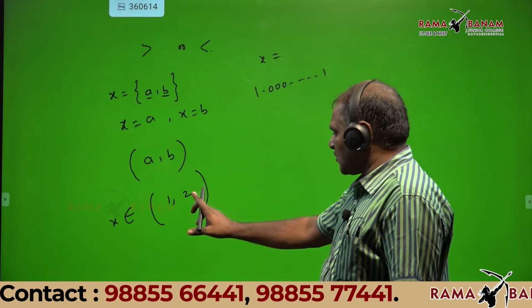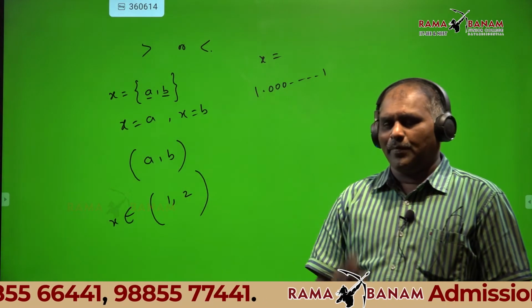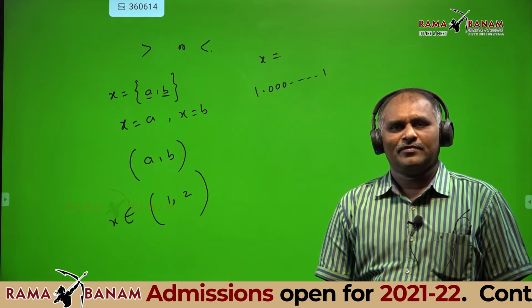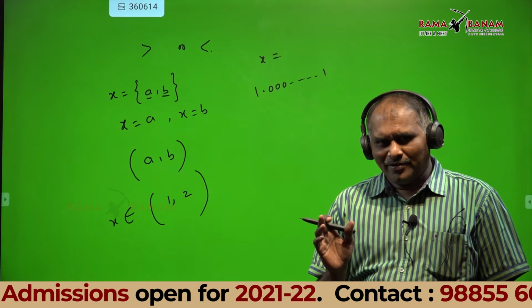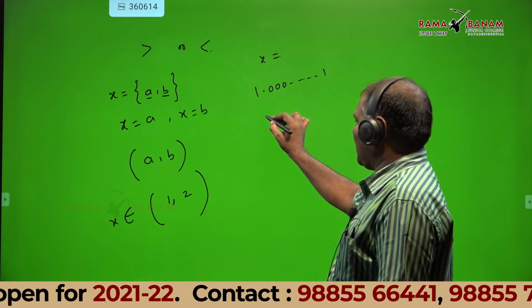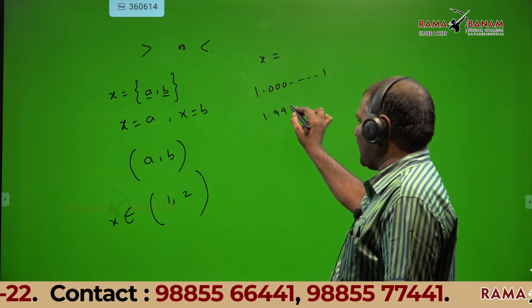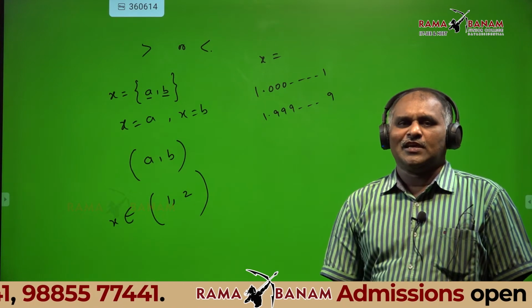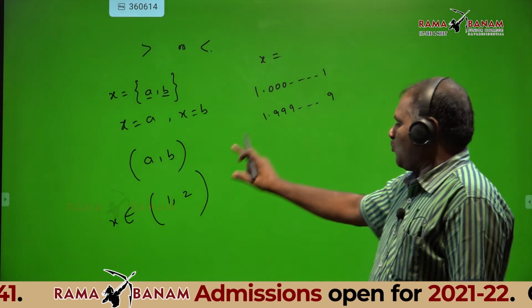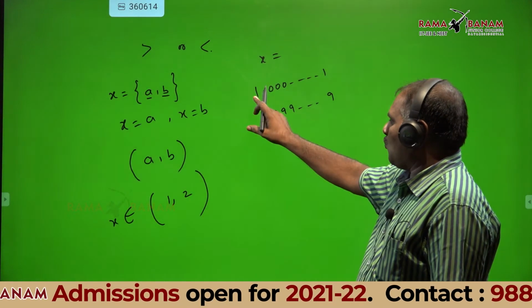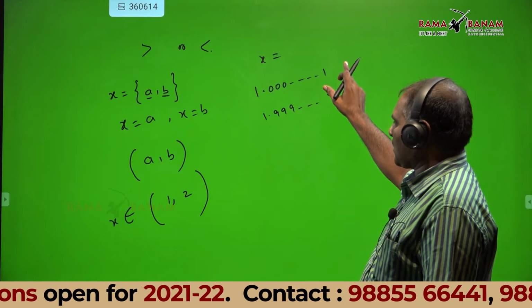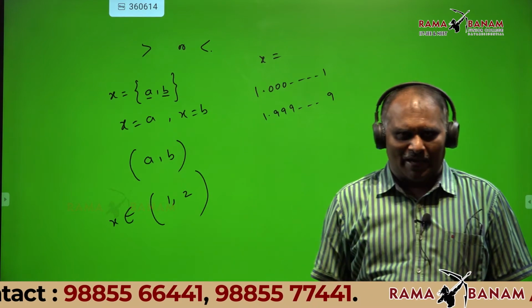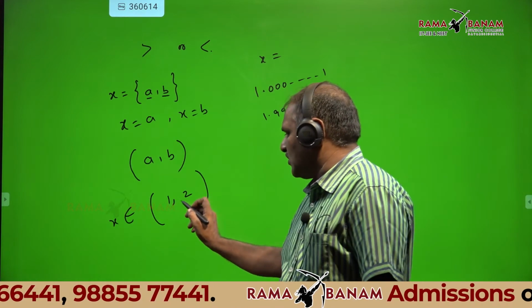Therefore, what is the immediate real number before 2? 1.9999999, very good. That is 1.9999 etc. up to 9. So 1 to 2 in between means from 1.000 etc. 1 to 1.999 etc. up to 9. This is the meaning of this one.